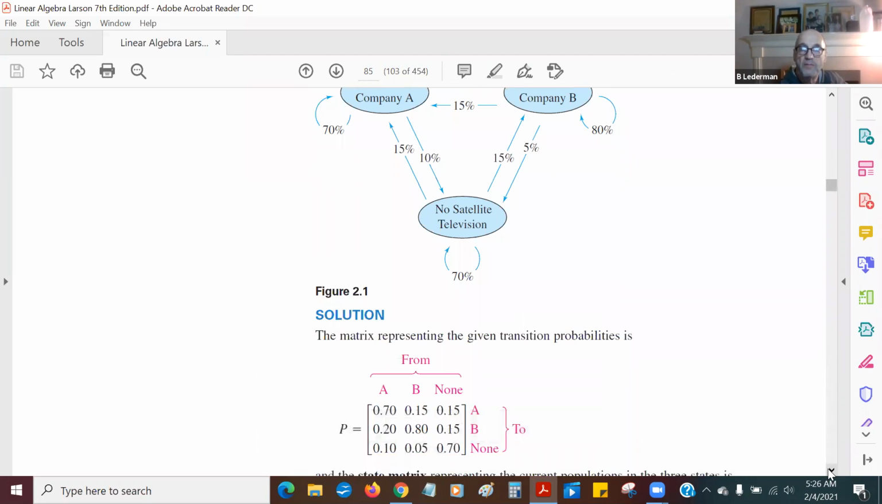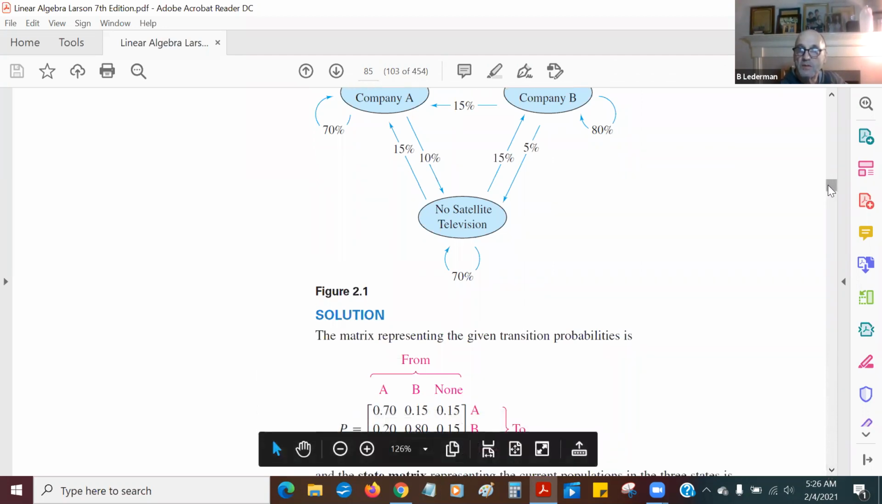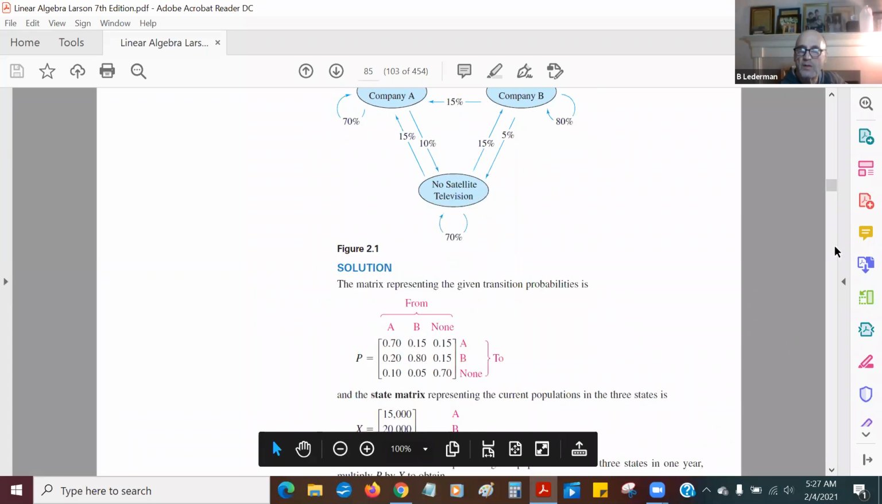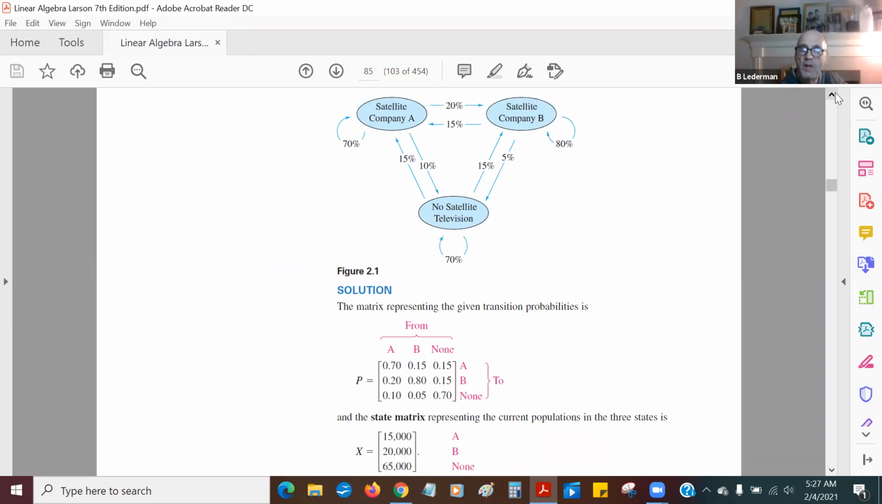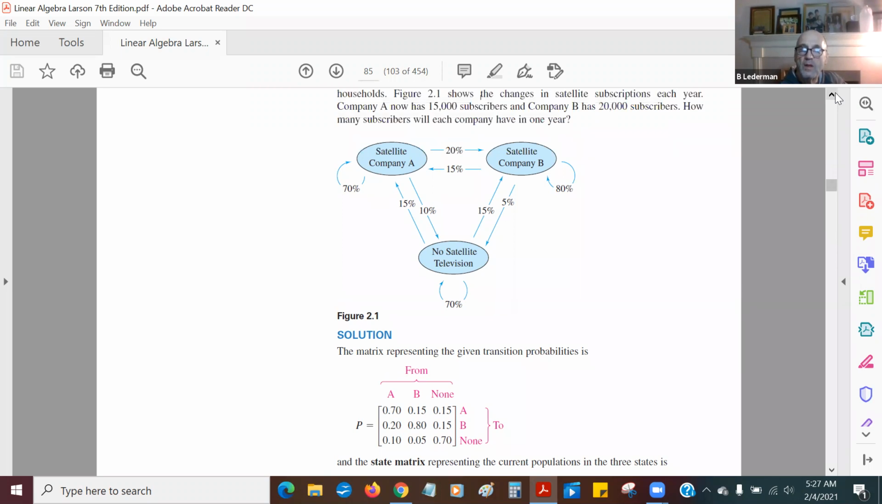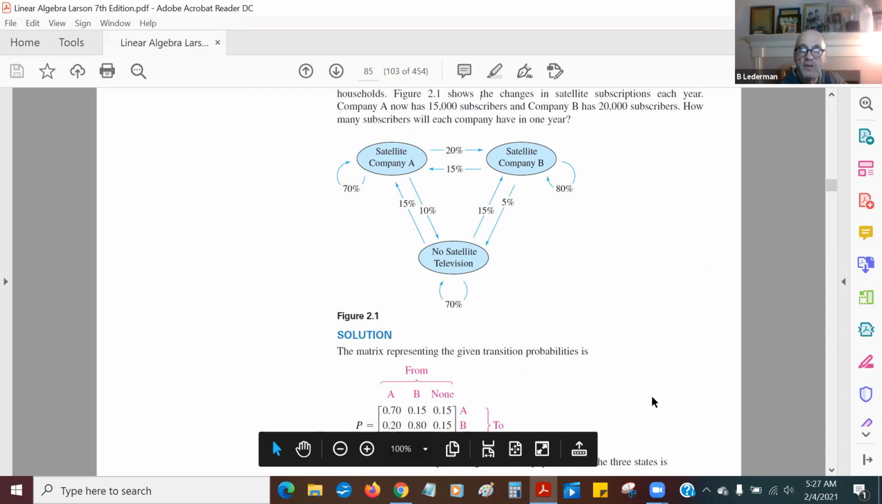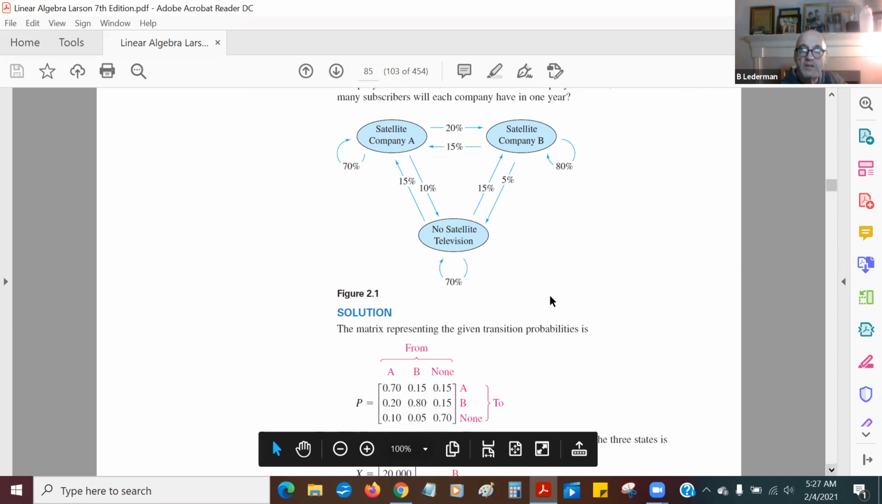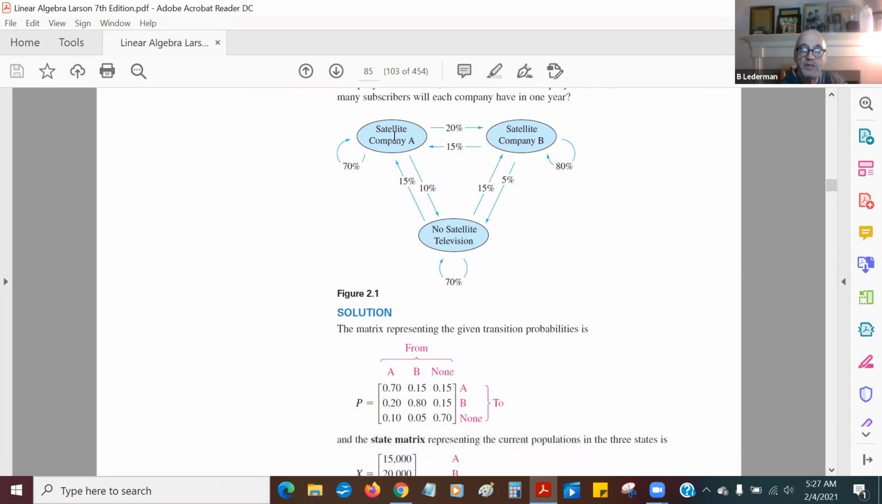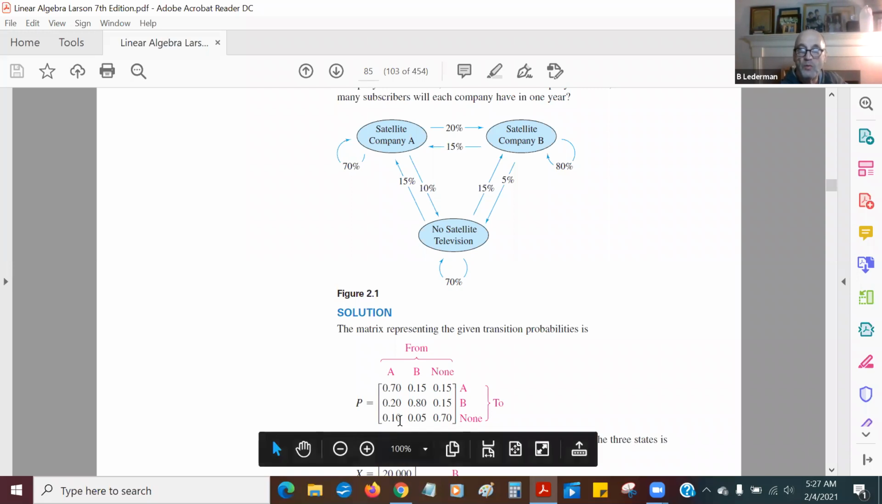So here's a matrix. Let me make this a little smaller so I can get it all on one page. So as you can see, here's the A column. If you're in the A column, there's a 70% chance you're going to stay with A. That's the 0.7 right here. There's a 20% chance you're going to go to B. That's the 0.2 right there. There's a 10% chance you're going to go to no satellite. That's the 0.1 over there.